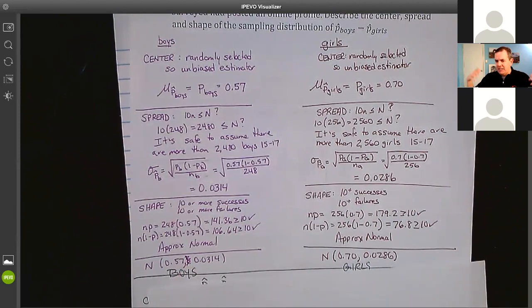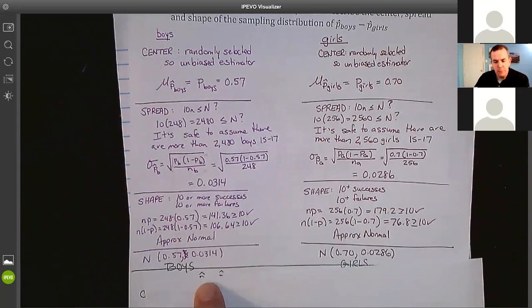What's the most standard deviations we expect in a normal world? 3 is really it. Anything bigger than 3, we're like, whoa, something's going on. That's really unusual. So that's for boys.